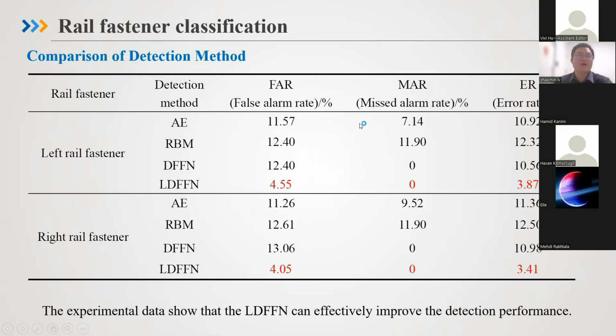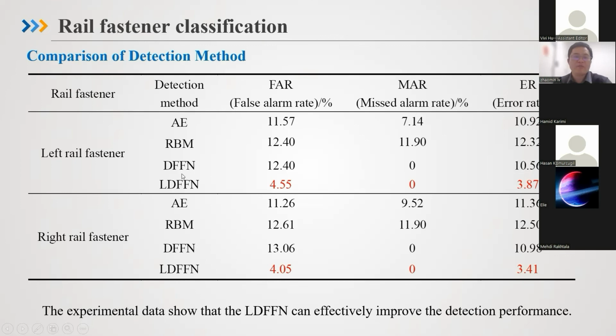And this is the comparison of the detection results. We compare the left fastener and the right fastener. This is the full compared method. We compare the false alarm rate, missed alarm rate, and the error rate. These are two traditional methods, AE and RBM. We can find they have a slightly higher missed alarm rate.